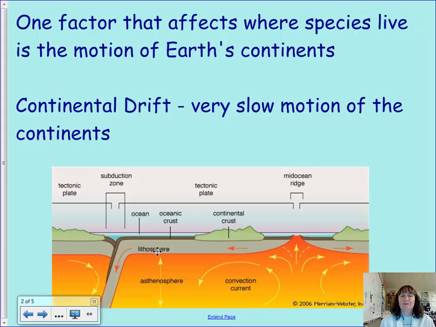The crust itself is pretty thin, like the shell of an egg, and underneath that is all of this magma, which is liquid rock, lava basically. The lava will come out at volcanoes, but it's underneath every single bit of the Earth's crust. So it's a very thick liquid. The plates of the continents float along there very slowly, and that's called continental drift. It's the very slow motion of the continents.